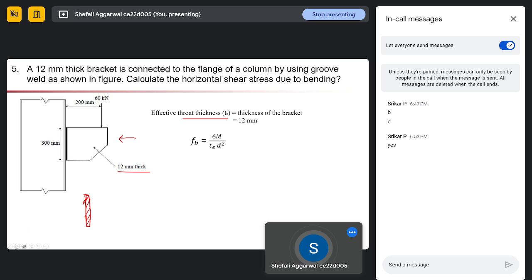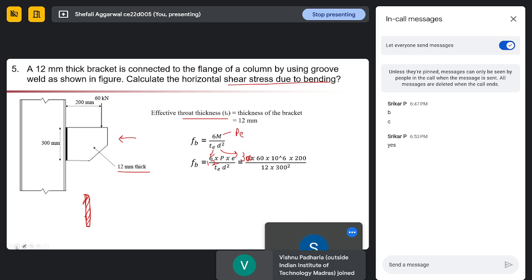So what we have to calculate? We have to calculate shear stress due to bending. In case of butt weld, it is given by 6M divided by Te into D square. Right? So moment will be P into E. Throat thickness we have calculated as 12, and D is given to us as 300. So we can calculate the shear stress. So shear stress is coming as 66.67 gigapascal.